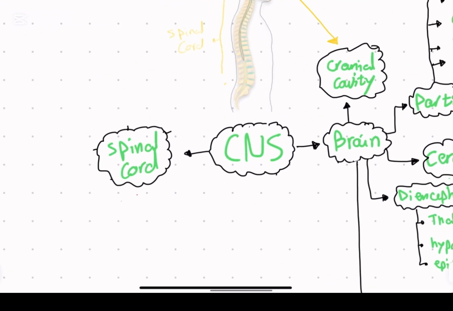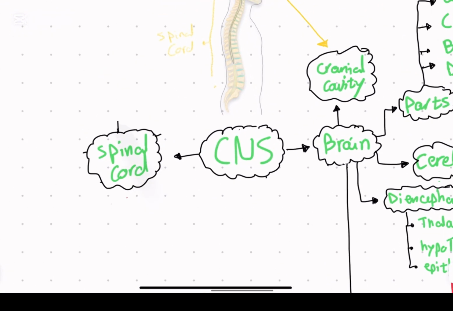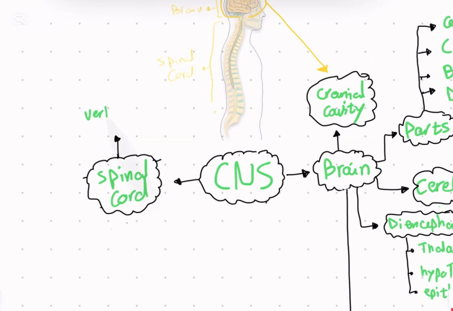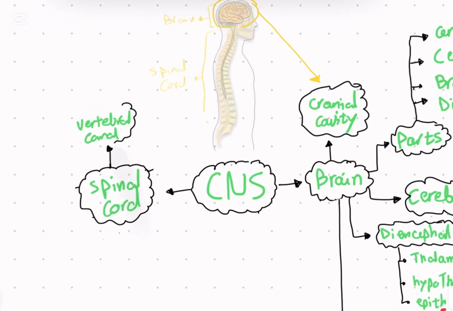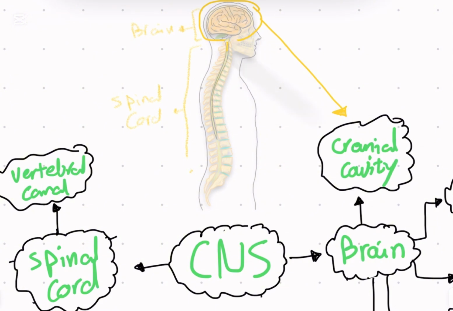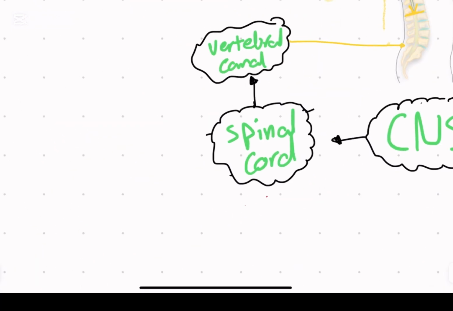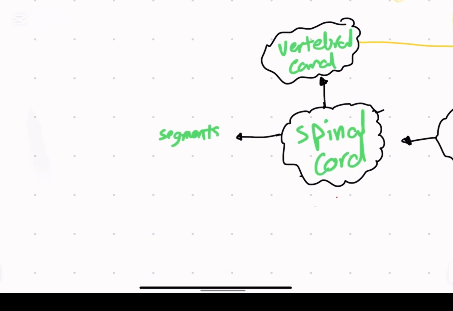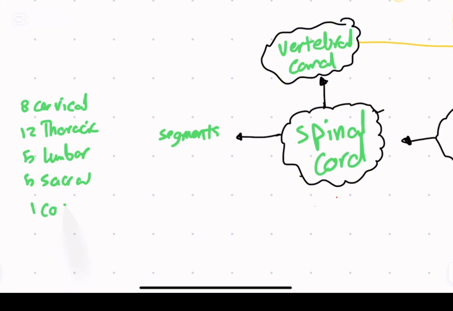Now we will move to the second part of the central nervous system, which is the spinal cord. The spinal cord is located inside the vertebral canal, the canal that lies inside the vertebral column. In this drawing, you can see here the spinal cord. The spinal cord is divided into segments and from each segment we have an emerging nerve. In the cervical region we have 8 segments. In the thoracic region we have 12 segments. In the lumbar region we have 5. In the sacral we have 5 and in the coccygeal we have only 1.